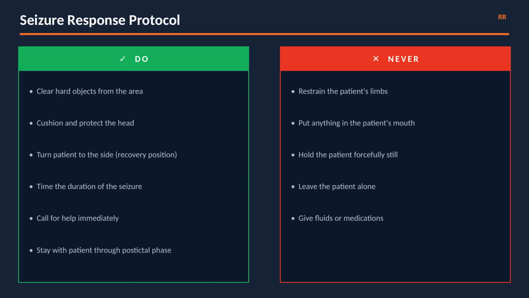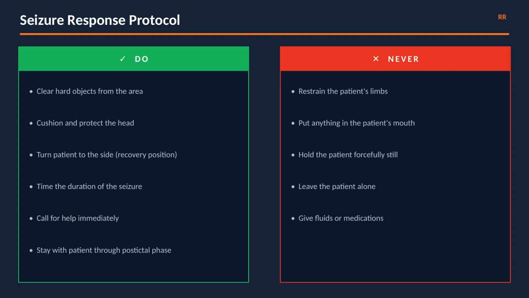Vasovagal response is one of the most common emergencies you will see in an imaging department. It's a sudden drop in heart rate and blood pressure triggered by anxiety, pain, or prolonged standing. Symptoms come first: pallor, diaphoresis, which is cold sweating, nausea, and lightheadedness. Recognize these signs before syncope occurs.